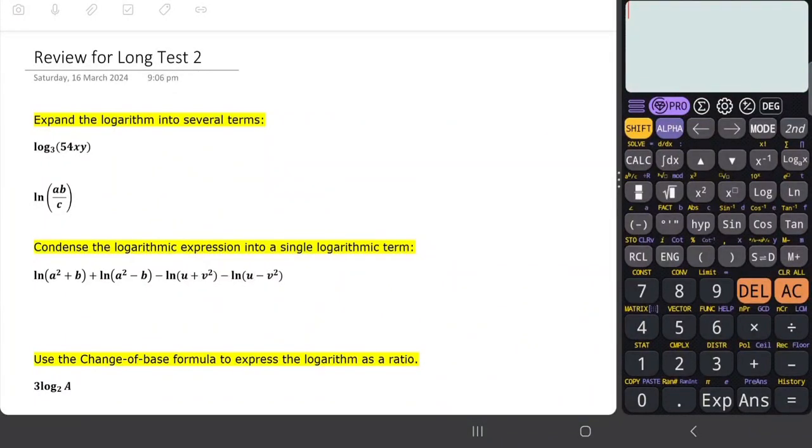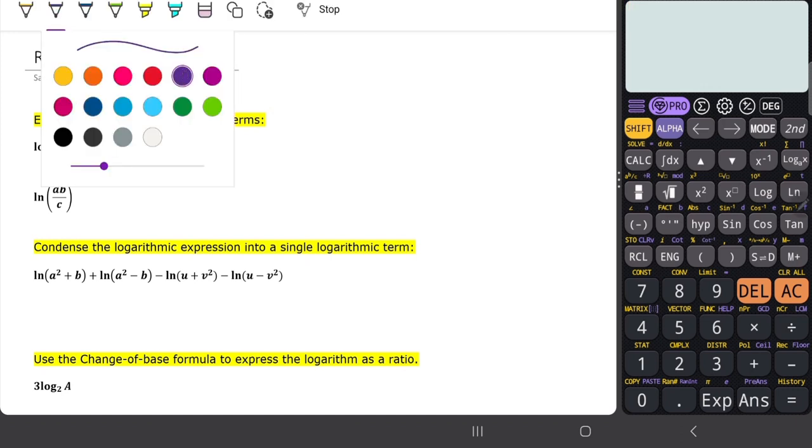In this video, we are going to solve some problems on exponential and logarithmic functions. So let's try the first problem set. Expand the logarithm into several terms. So meron tayo ditong given logarithmic term.